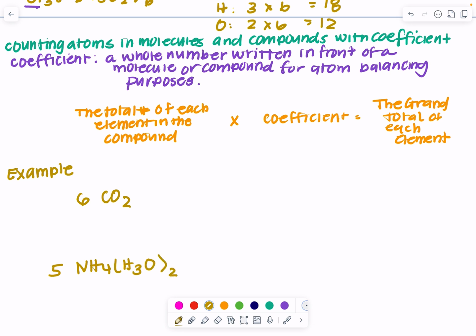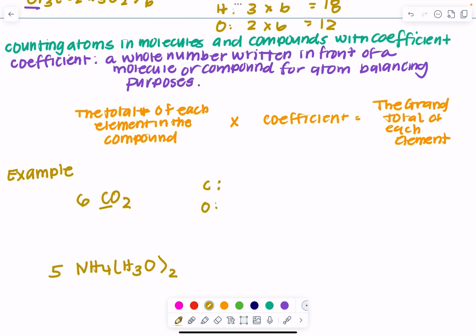Okay. So in this case, we have carbon and oxygen. If I'm completely ignoring the coefficient, that's totally fine. We have one carbon without the coefficient. Total number without the coefficient, we have 2 oxygens. Now we want to multiply each of these numbers by the coefficient that's here. So in total, I have 6 carbons and I have 12 oxygens.